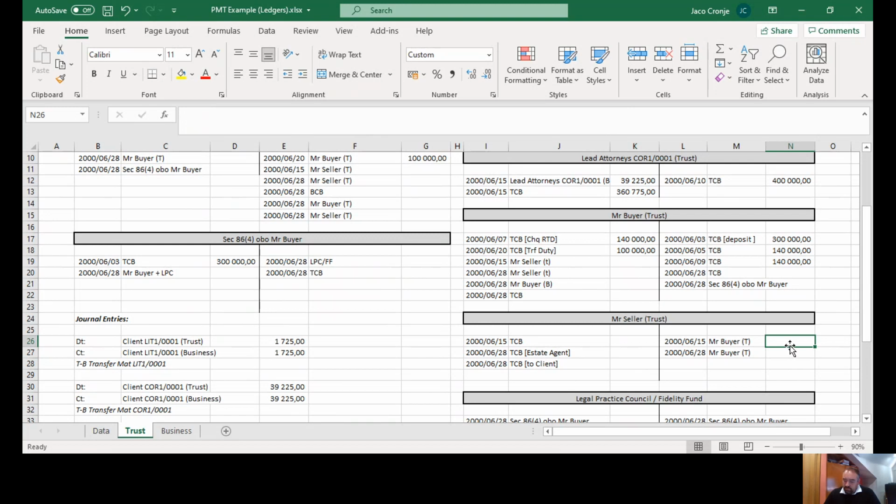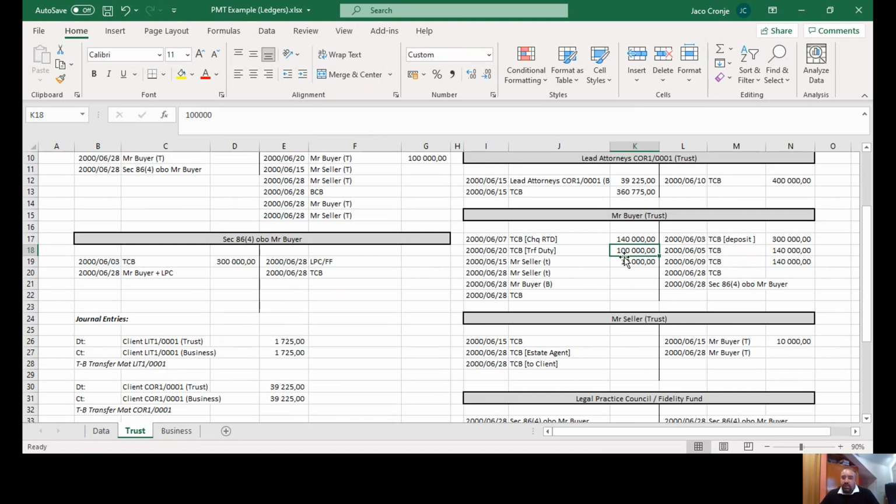That's relatively simple. So we'll say 10,000 Rand. I now have a liability towards Mr. Seller for 10,000 Rand, and that liability comes from Mr. Buyer's trust money. Can we do that? Yes, we can, because we've got 140 in trust. We've utilized 100K, so it means we've still got 40K in trust.